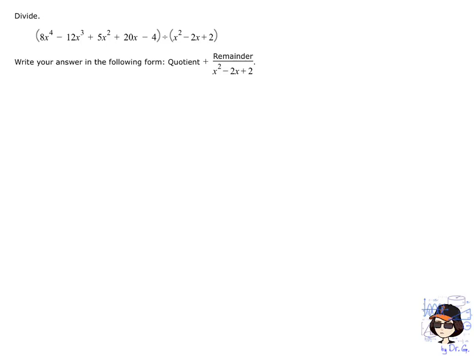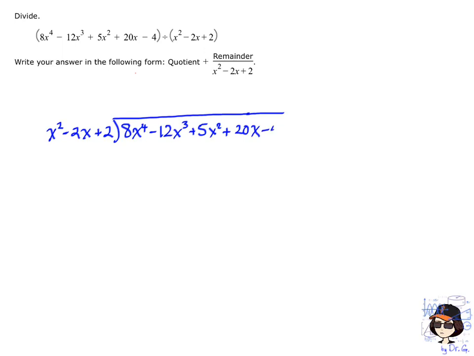Okay, so in this one, we're dividing 8x to the fourth minus 12x to the third plus 5x squared plus 20x minus 4 by x squared minus 2x plus 2. So let's set it up the way that we did before. So x squared minus 2x plus 2 divided into 8x to the fourth minus 12x to the third plus 5x squared plus 20x minus 4.